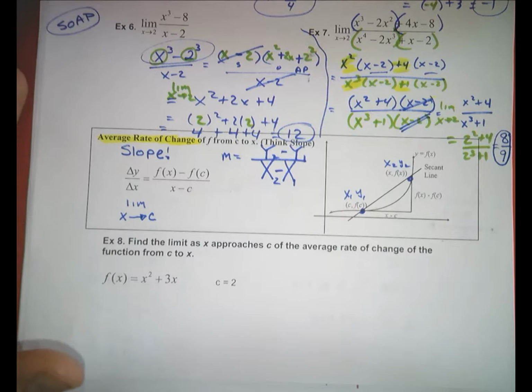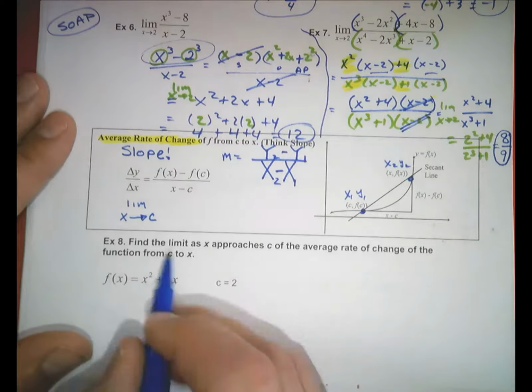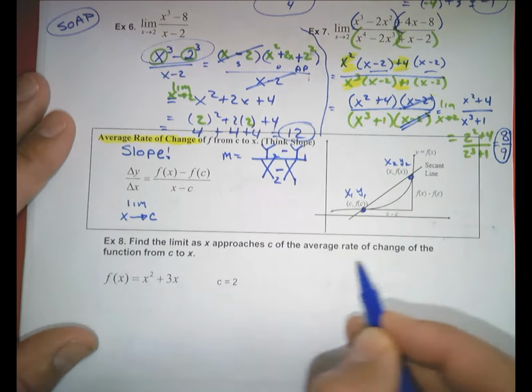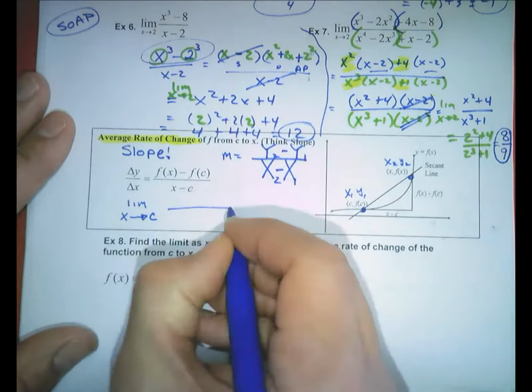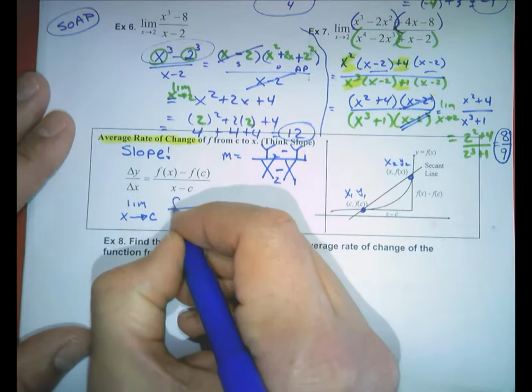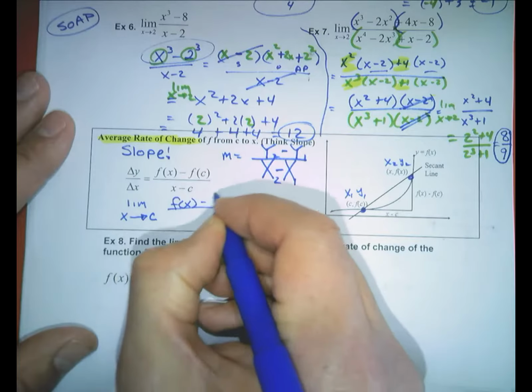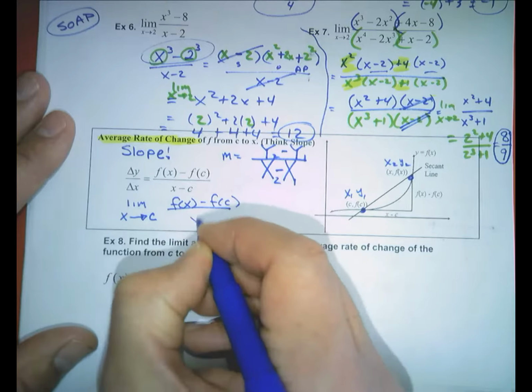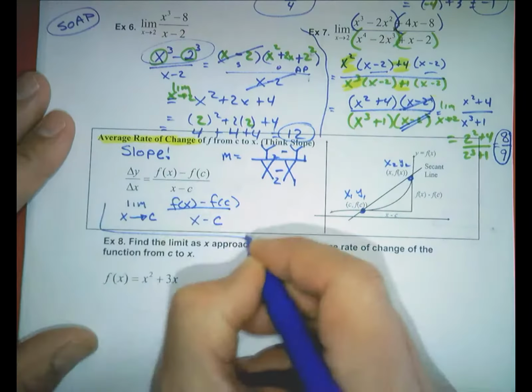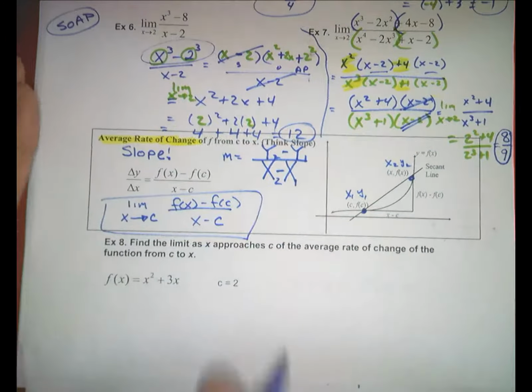If this was non-corona time, I'd put this on the board for all of us to see, and then you would have to be able to use it, okay? So I want to find the limit as x approaches c of the average rate of change from x to c, or c to x. And that's going to look like this for my formula. So this is my formula that I'm going to be using.